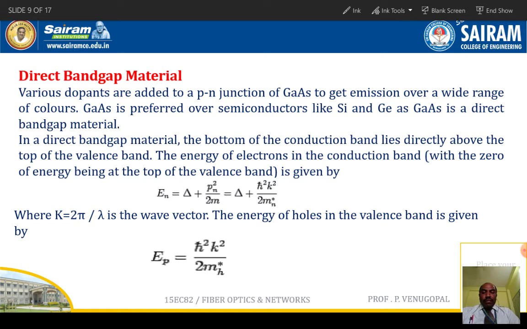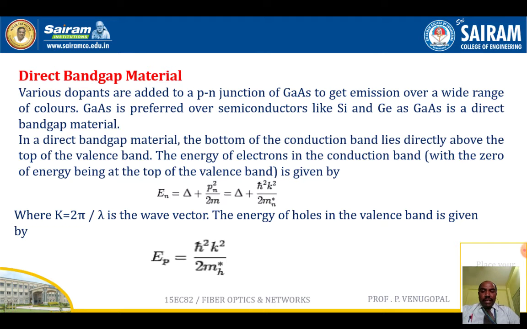Delta plus Pn square by 2m, which is nothing but delta plus h square k square divided by 2mn square, where k is the constant, which is 2 pi by lambda, the wave vector, where lambda is the wavelength. Energy of the holes in the valence band is given by Ep is equal to h square k square by 2mh.